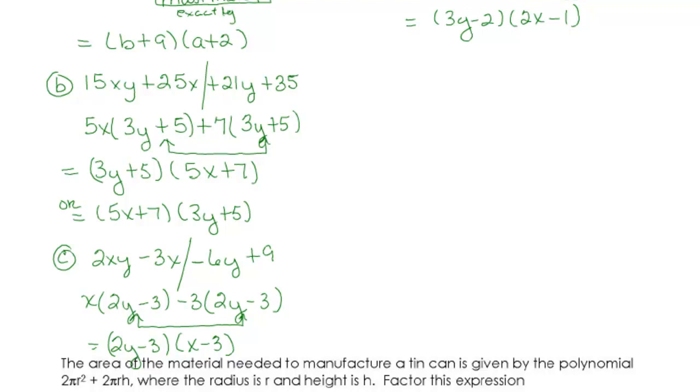What will be the GCF? And then what will be left over? The GCF is 2 pi r, and then what is left? R plus h.